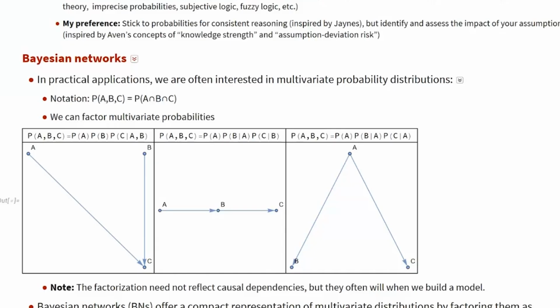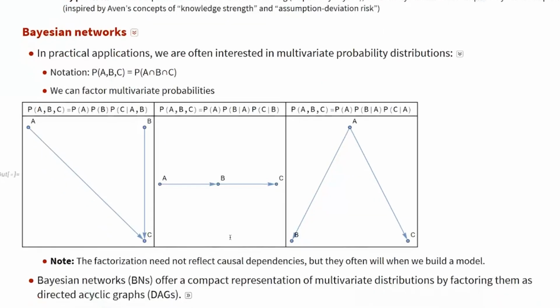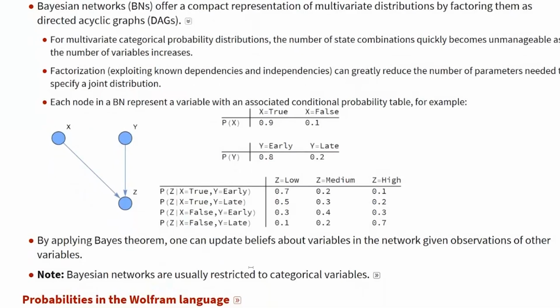Essentially, the number of parameters you need to specify the factored form is much less, or can be much less, than what you would need to fill in a table of probabilities for all the possible variable combinations. And once you have a Bayesian network, you can use Bayes' rule to reason about how evidence about any set of variables affects beliefs about any other set of variables. Yes, and I should note that Bayesian networks are usually restricted to categorical variables. We can deal with continuous variables by discretizing them.